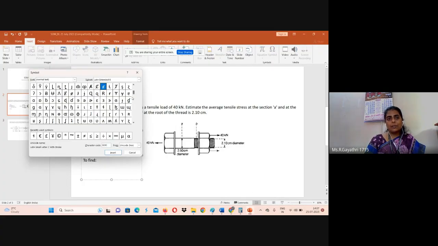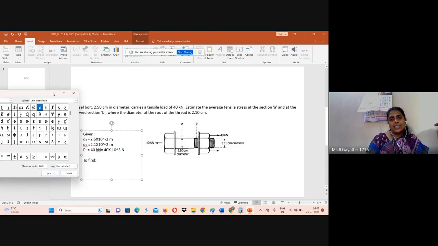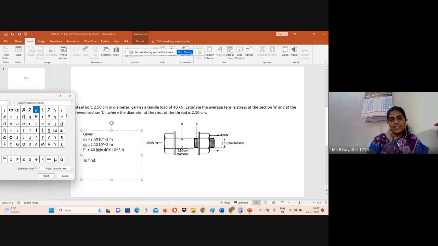Okay, today we discussed the given conditions to find average tensile stress. We noted the given conditions like diameter at section A, diameter at section B, and tensile load. We need to find average tensile stress at section A and also at section B.